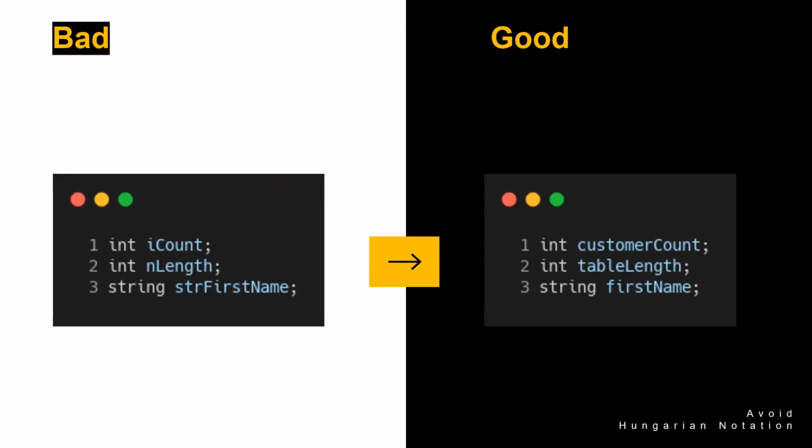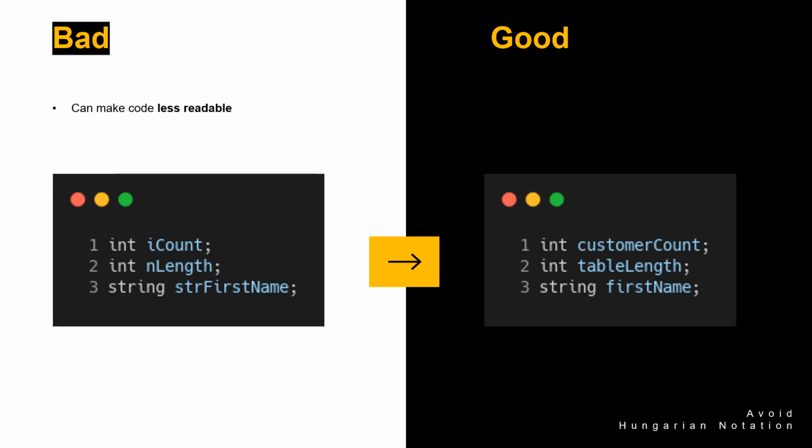Hungarian notation is a naming convention in which the names of variables and other elements in a program are prefixed with a type identifier. For example, a variable representing an integer might be named iCount or nLength, with the I or N prefix indicating that it is an integer. There are several reasons why it is generally best to avoid Hungarian notation in C# or any programming language.